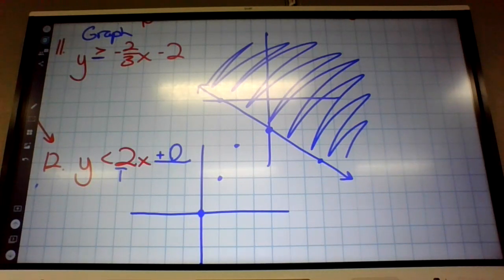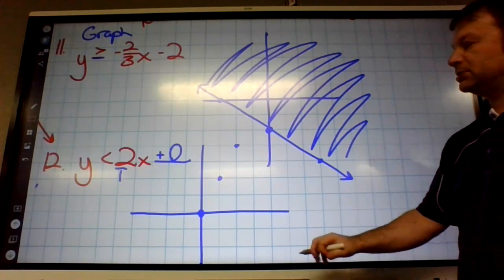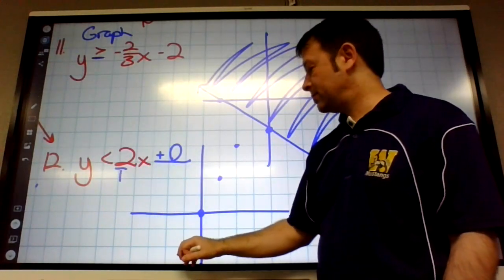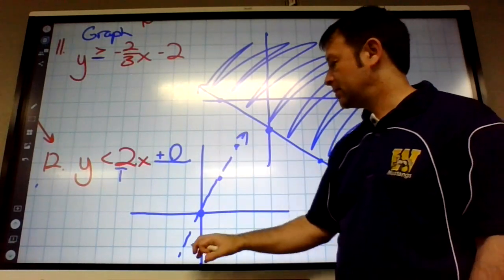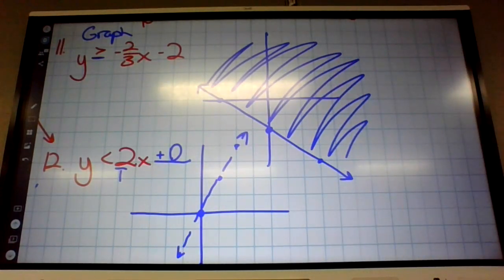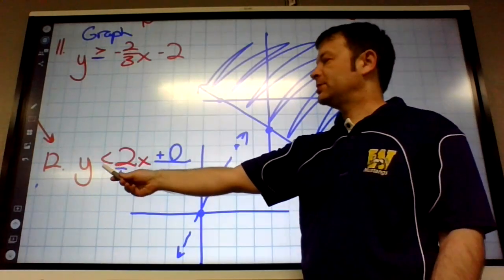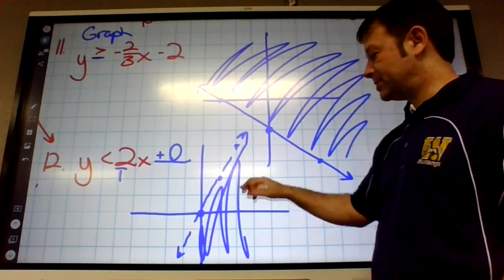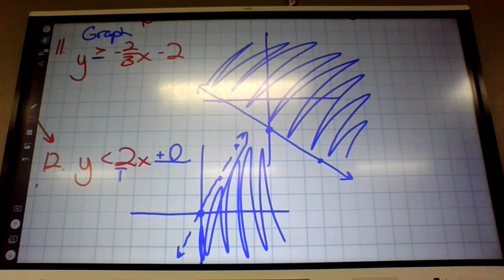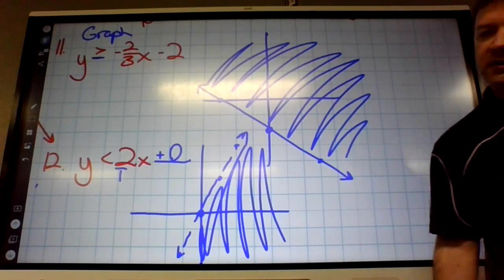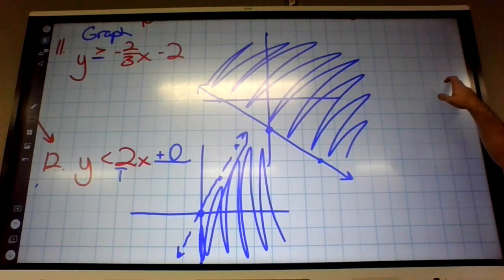Should the line be solid or dashed? Dashed. Because it's just less than, not less than or equal to. Are we shading above or below the line? Below, because it's less than. That'd be all this stuff over here. Kills people. Upcoming.